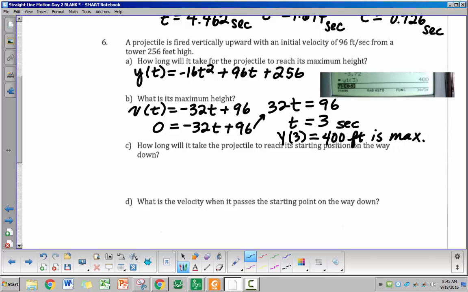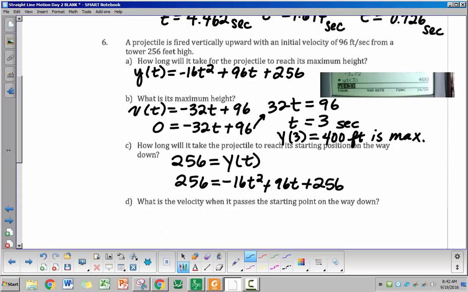How long will it take the projectile to reach its starting position on the way down? What did it start at? 256. So I want to know 256 equal to y of t, which is 256 equals negative 16t squared plus 96t plus 256.